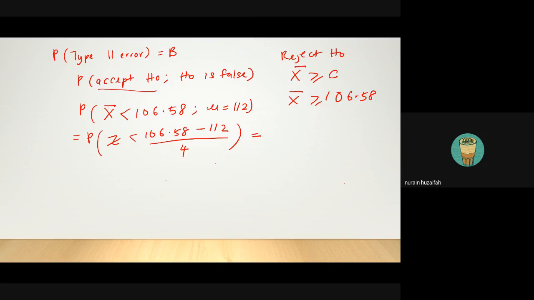Okay, so you will have 106.58 minus 112 divided by 4. So approximately probability Z less than minus 1.36. Okay, so you find from your stats table. So try to find what is the value. Okay, so that is your probability of making type 2 error, your beta. If we change, so accept H0, then your X bar is less than C. So C in here is 106.58, given the parameter mu is equal to 112. So standardize, you find from your stats table what is the probability.